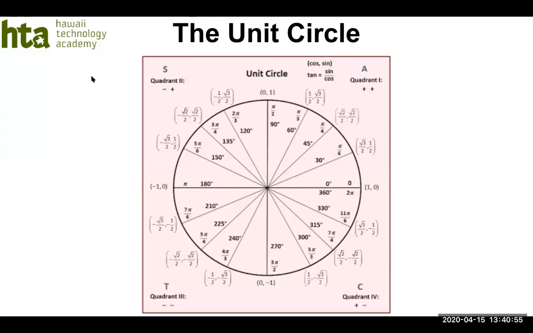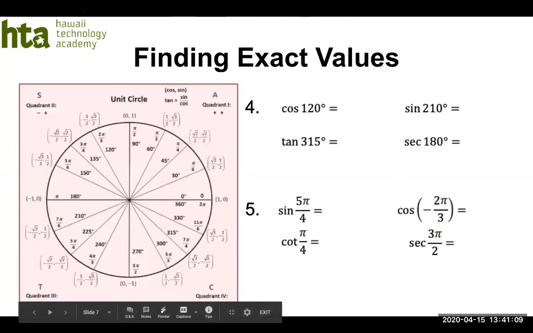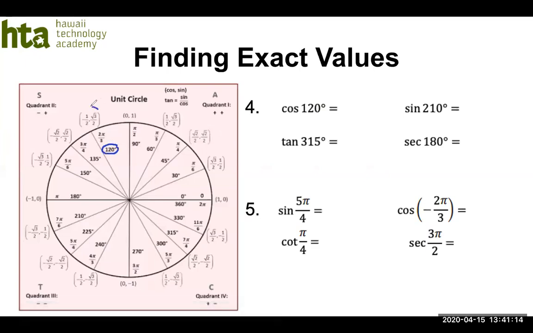Okay, so let's go ahead and use this unit circle to find exact values. So number 4, we're going to do these four in degrees. So cosine of 120 degrees. So find 120 degrees. Here's 120 degrees. So we're focused on this pair right here. The cosine is the x coordinate. So that means it's just -1/2. So that one, easy peasy.